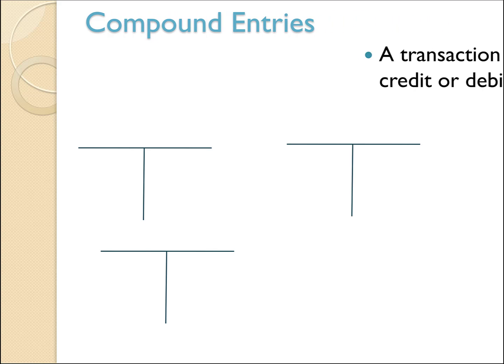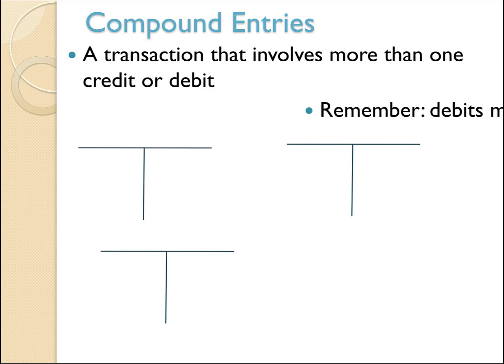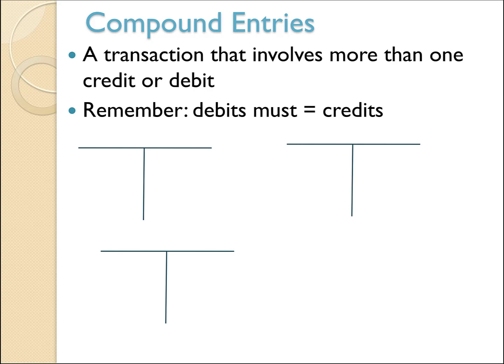The definition is a transaction that involves more than one credit or debit. So remember, when we're all done with this transaction, we must double check. Do debits equal credits? Because they have to, otherwise the accounting equation won't balance.